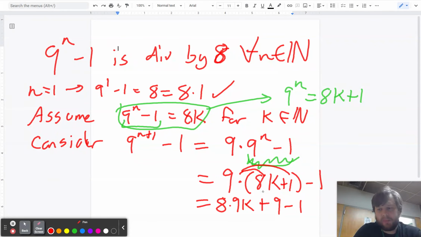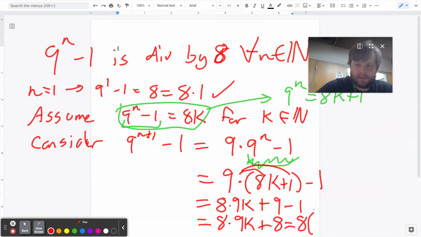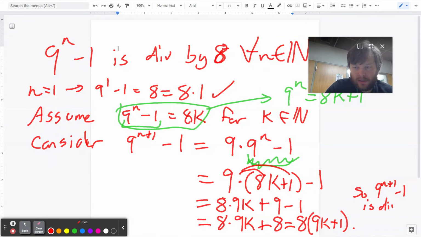And I'm doing it in a slightly weird way because all I really care about is proving that it's divisible by 8. So it's actually kind of nice to leave the 8 there, obvious, because then I can do this: 8 times (9k + 1). And that is divisible by 8. So we are done. So 9^(n+1) - 1 is divisible by 8. So we are done with the proof by induction.